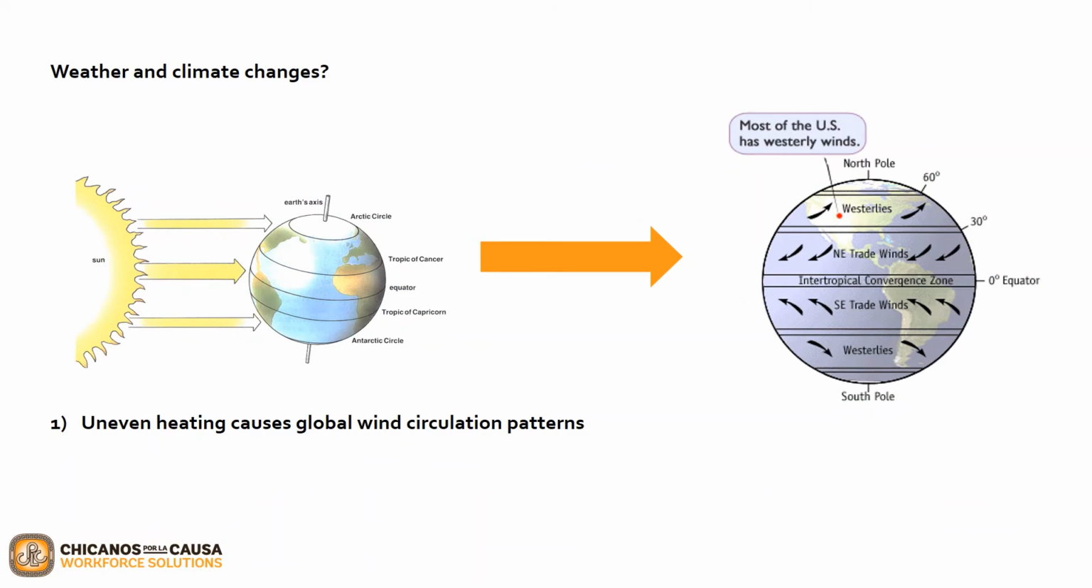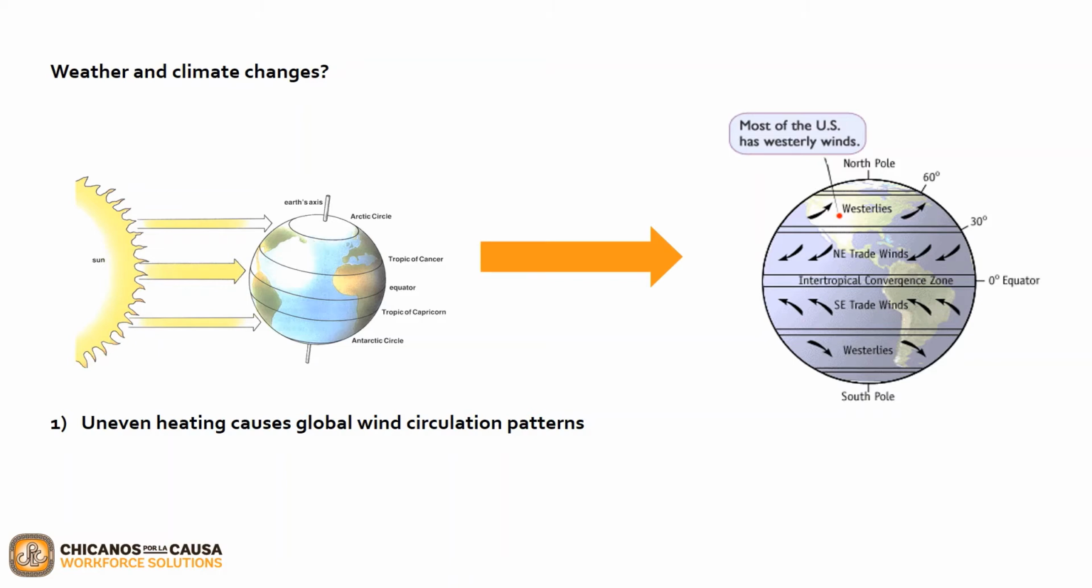Where do these changes come from? Well, weather and climate ultimately arise from the uneven heating of the Earth. The sun's rays tend to fall more directly at the equator, which is the middle of the Earth, than they do at the North or South poles.